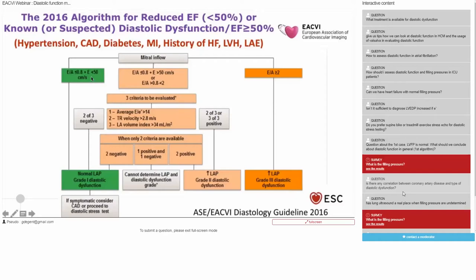E velocity is less than 50 centimeters per second, that goes straight down to grade 1 diastolic dysfunction with normal filling pressure. And then if the E/A ratio is 2 or greater, it goes straight down to grade 3 diastolic dysfunction. And then you already heard from Professor Popescu about the intermediate group of patients with an E/A ratio between 0.8 and 2, as you see here. So let me just proceed with the first case.